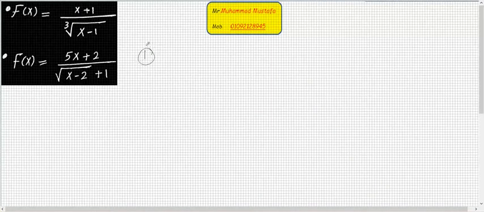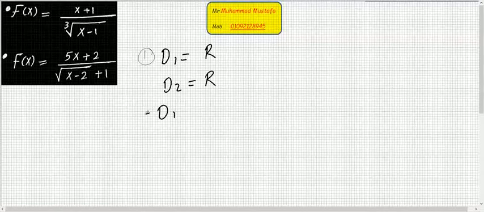Number 1, domain of the fractional function. We can find the domain of the numerator and the domain of the denominator. We find D1: x plus 1 is a polynomial function, so D1 equals R. D2 is a cubic root, also equals R. The intersection of D1 and D2 gives the domain of the function.